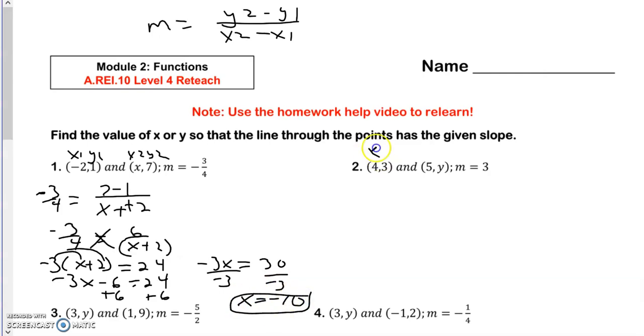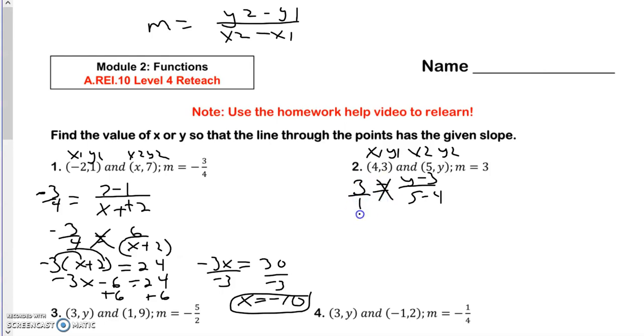Taking a look at the next one, this is x1, y1, x2, y2. I'm going to do it the same way. So this is 3 equals y minus 3 over 5 minus 4. Now I like to make it into a proportion, so I'm going to put a 1 under 3.